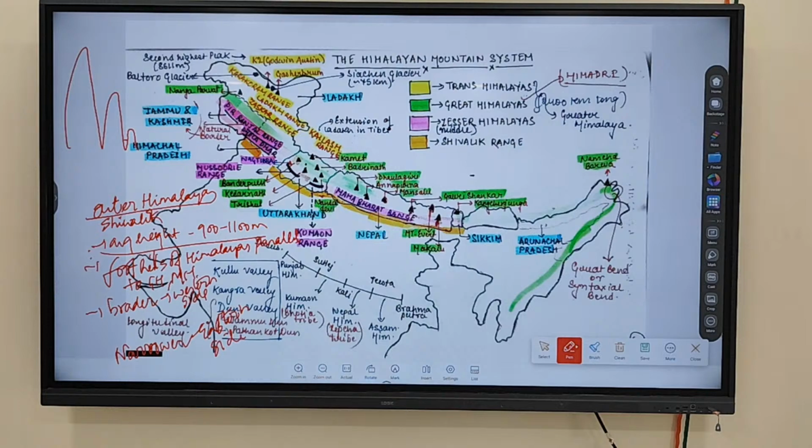Fine. So these Shivaliks are broader where? Shivaliks are broader on the western side. They are less broader on which side? Eastern side. Clear? Now the Shivaliks are running like this.